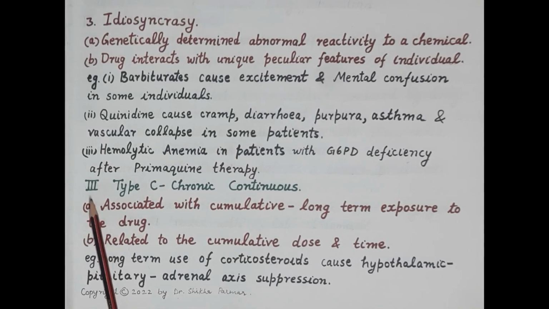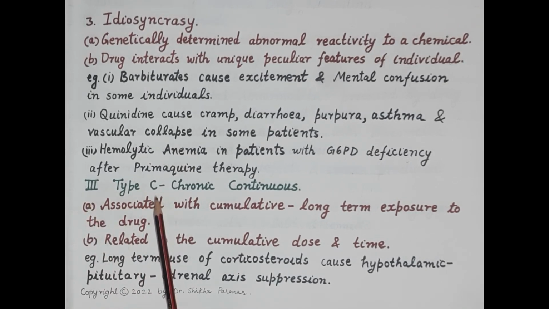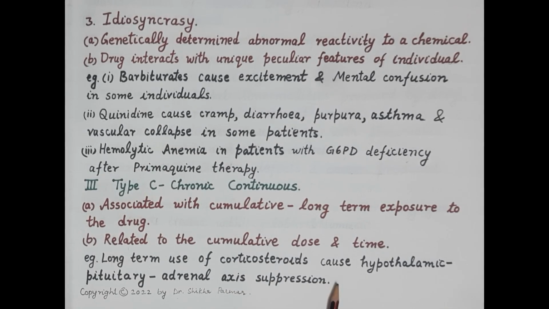After type 2 adverse drug reactions, that is the bizarre reactions, let's talk about type 3 adverse drug reactions. These are type C adverse drug reactions, and these are caused because of the chronic continuous administration of a drug for a long time. So these reactions are associated with cumulative long-term exposure to the drug. That means these are related to the cumulative dose of a drug and the long exposure to a drug. For example, long-term use of corticosteroids can cause hypothalamic pituitary adrenal axis suppression. So this is the type 3 adverse drug reaction.